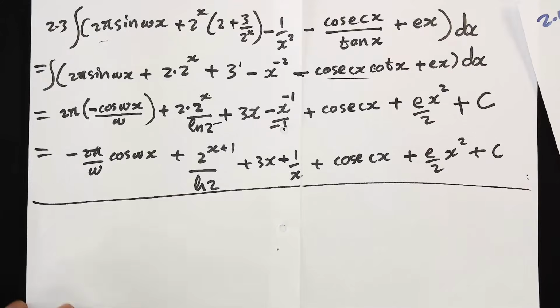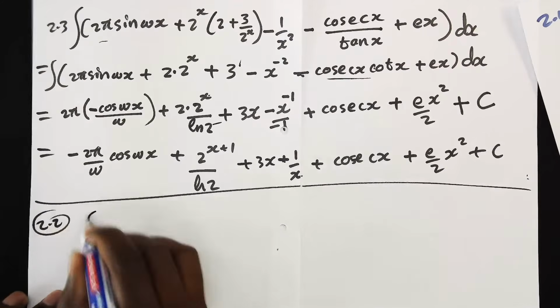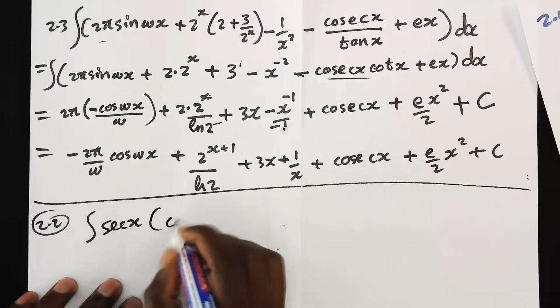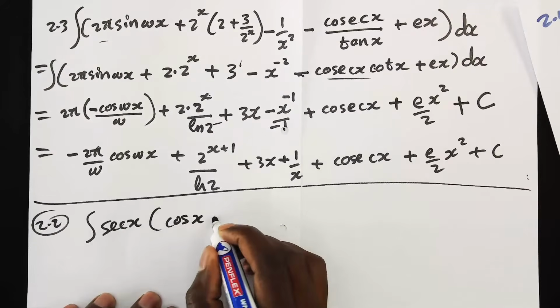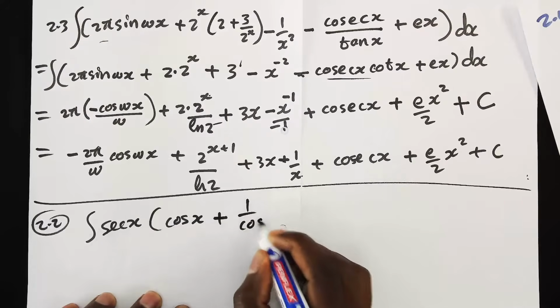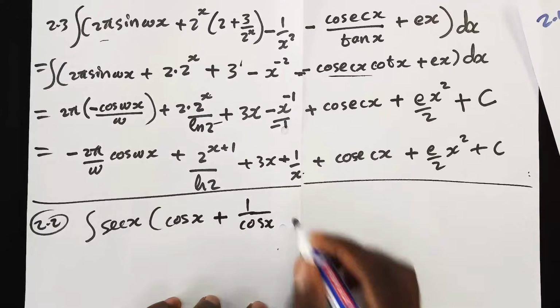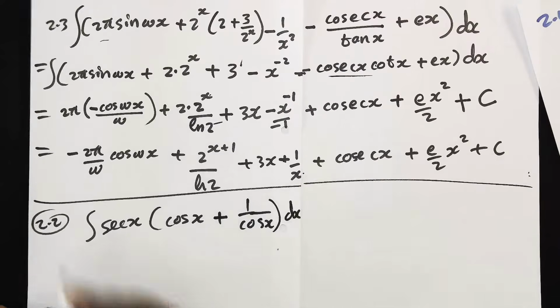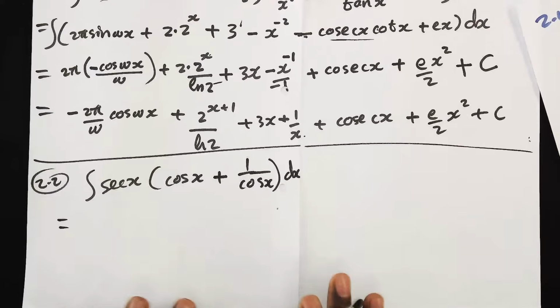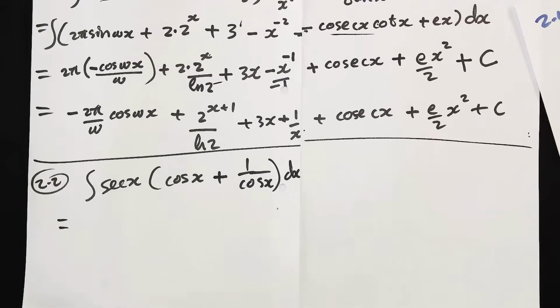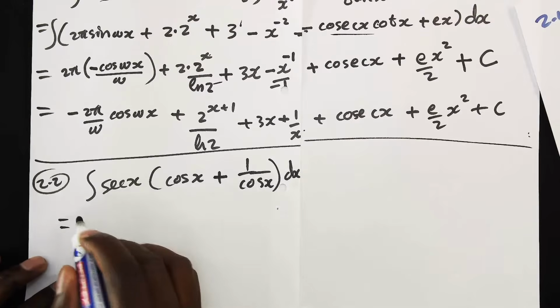Okay, 2.2 quickly. So we have sec x into cos x plus 1 over cos x, close, dx. So I hope you see what is happening there. Before you do anything, I always say simplify. There's nothing else you can do. Simplify.